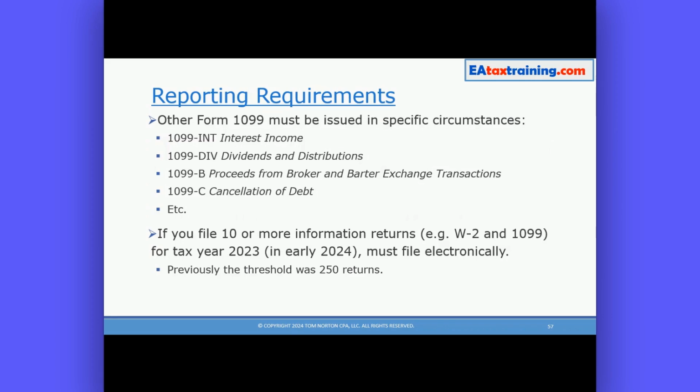But if you file as a business 10 or more of these information returns in total, so you add up all your W-2s, all your 1099s. If you add up all of those, if it is 10 or more for tax year 2023, then you must file electronically. So those are filed in early 2024, but you must file electronically if you have 10 or more. Used to be 250, so they lowered it. So it used to be if you had 200 of these, you could file them on paper. Now you have to file those electronically. If you've got 9 or fewer, then you can file on paper instead of filing electronically.